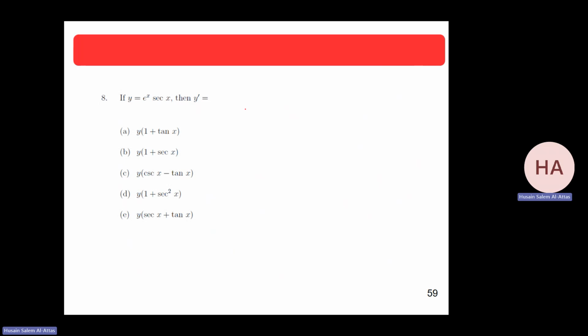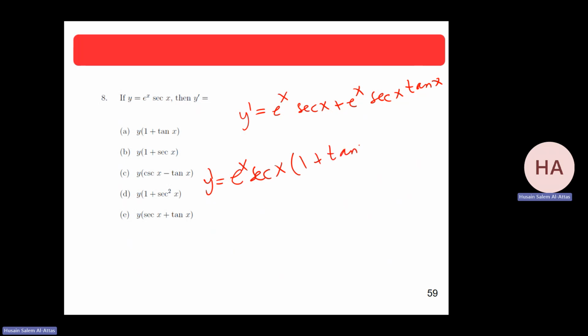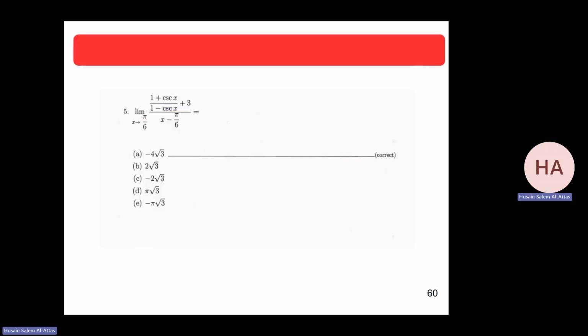E to the power x secant, what will be y prime? Product rule: e to the power x times secant x plus e to the power x secant tan x. I can take e to the power x and secant x as a common factor. I have 1 plus tan x. Notice something: this is y. So this is y times 1 plus tan x, stated in terms of y. Nothing to it, just a calculation.